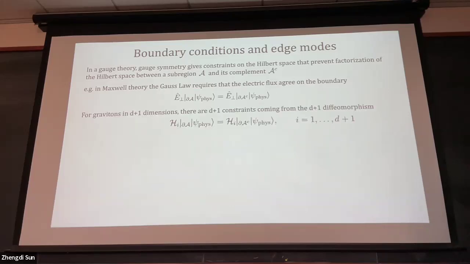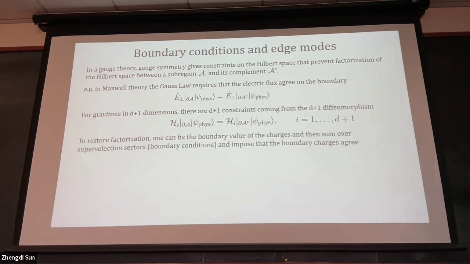Okay, and similarly for gravitons, there are d+1 constraints in d+1 dimensions coming from diffeomorphisms. So here H_i are the charges for diffeomorphisms. So usually to restore factorization, what you do is you fix the boundary value of the charge, and then you sum over all superselection sectors corresponding to the different values of that boundary charge. And you impose that the boundary charges agree on the two sides of the entangling surface.